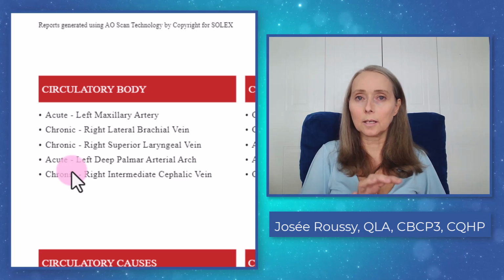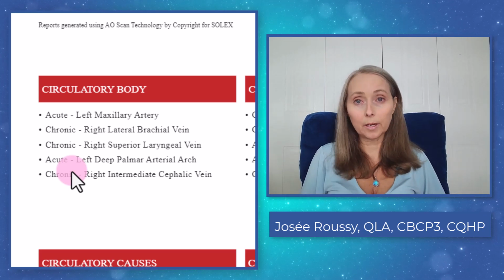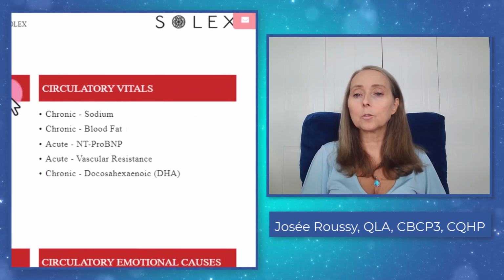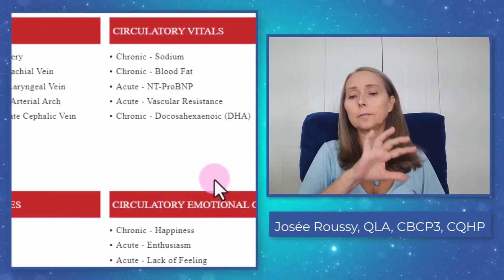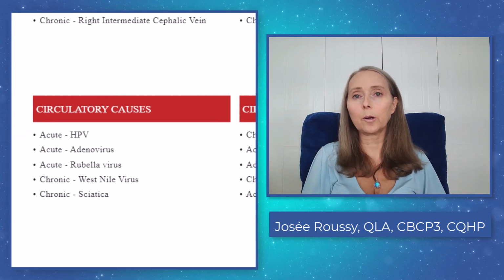So the body section 1 would be things you would see in the comprehensive scan. And then the vitals one would be the things that you see in the vital scan. And then you have the potential causes for those imbalances that the other boxes are showing you.